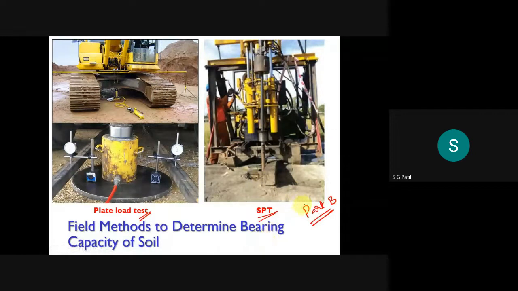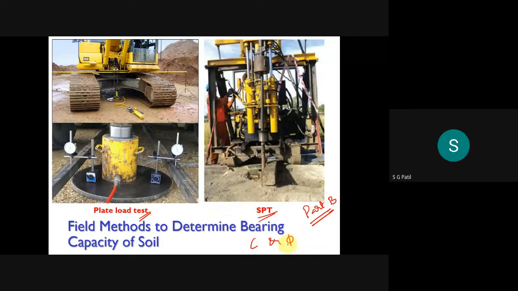Whatever we discussed till now in our previous classes, for those equations, what are the inputs we require? We require C and phi values. C and phi values we require to calculate the bearing capacity of a foundation from our previous discussion.